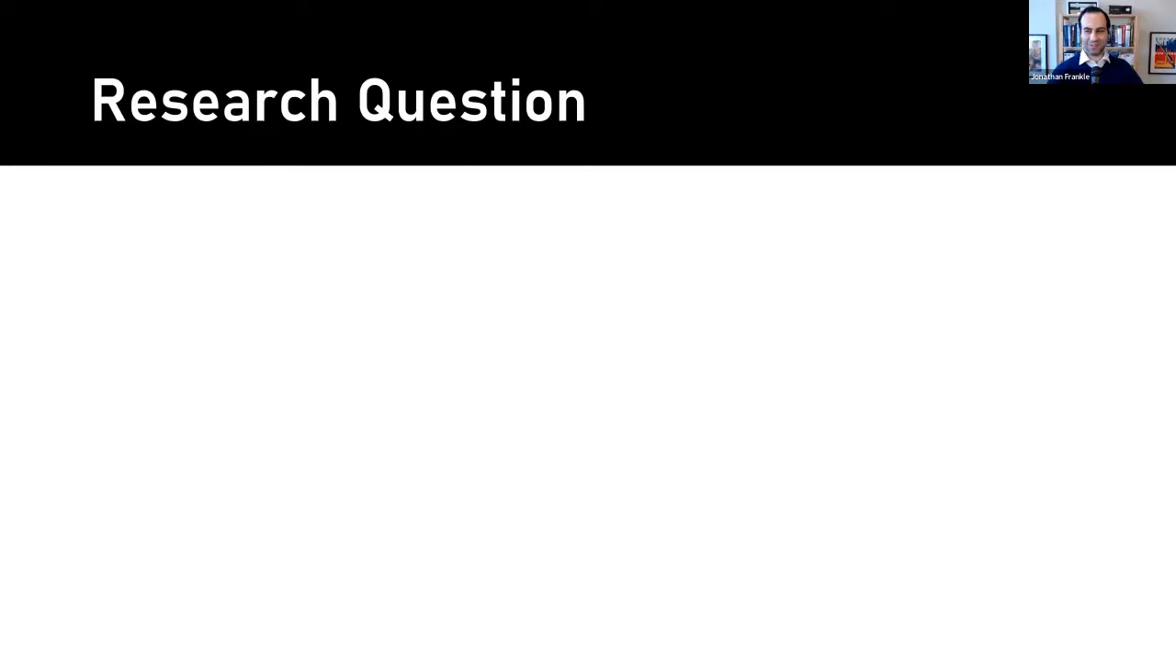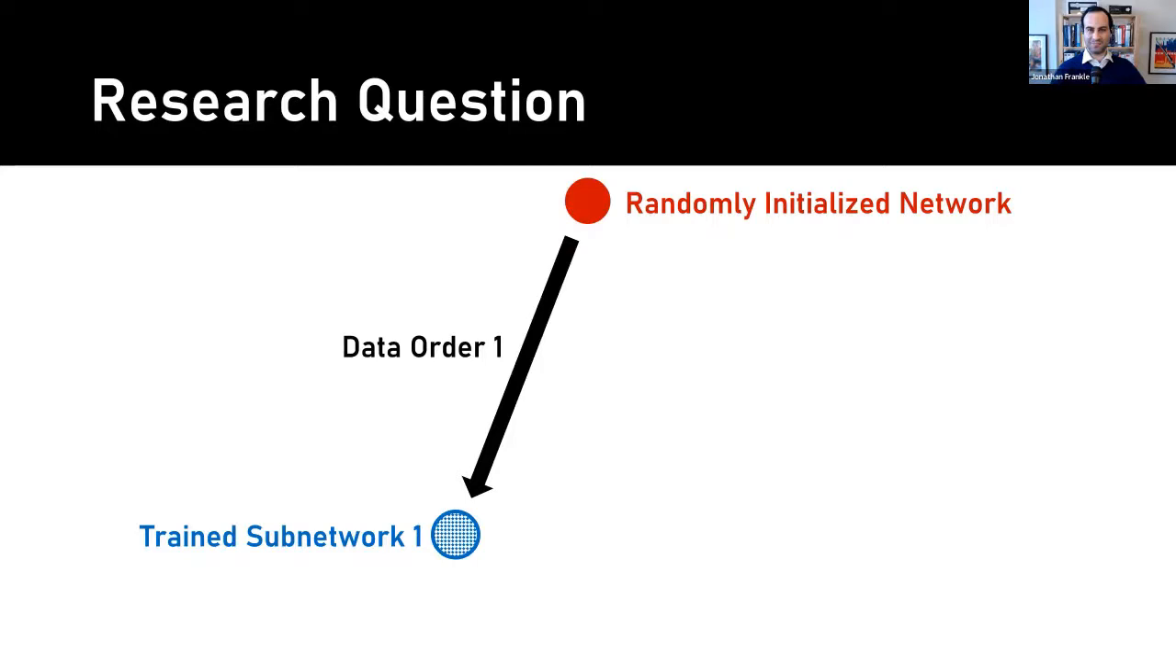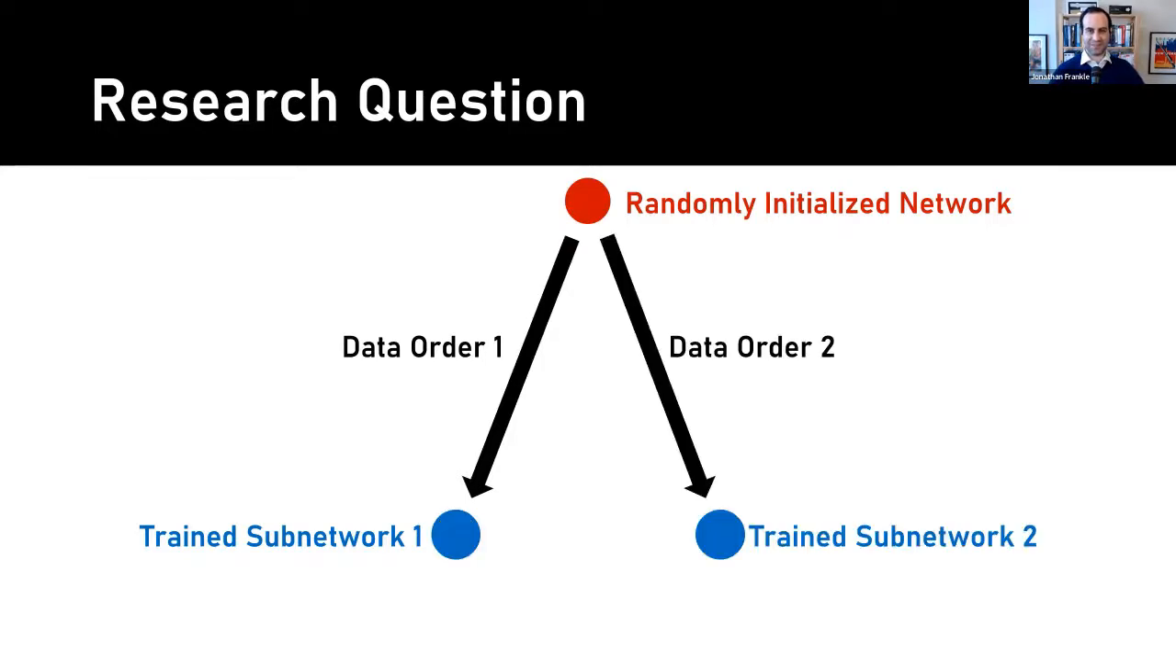So, let me just dive right in and start with a research question. No need to beat around the bush here. Suppose that we start with a randomly initialized neural network, and we decide that we're going to train it using two different data orders. So two different, in some sense, samples of SGD noise. What happens to these two networks, and how are they related, or how are they not related? To what extent does the SGD noise of these two separate data orders affect the outcome of optimization? This is really the question that I'm going to try to answer.